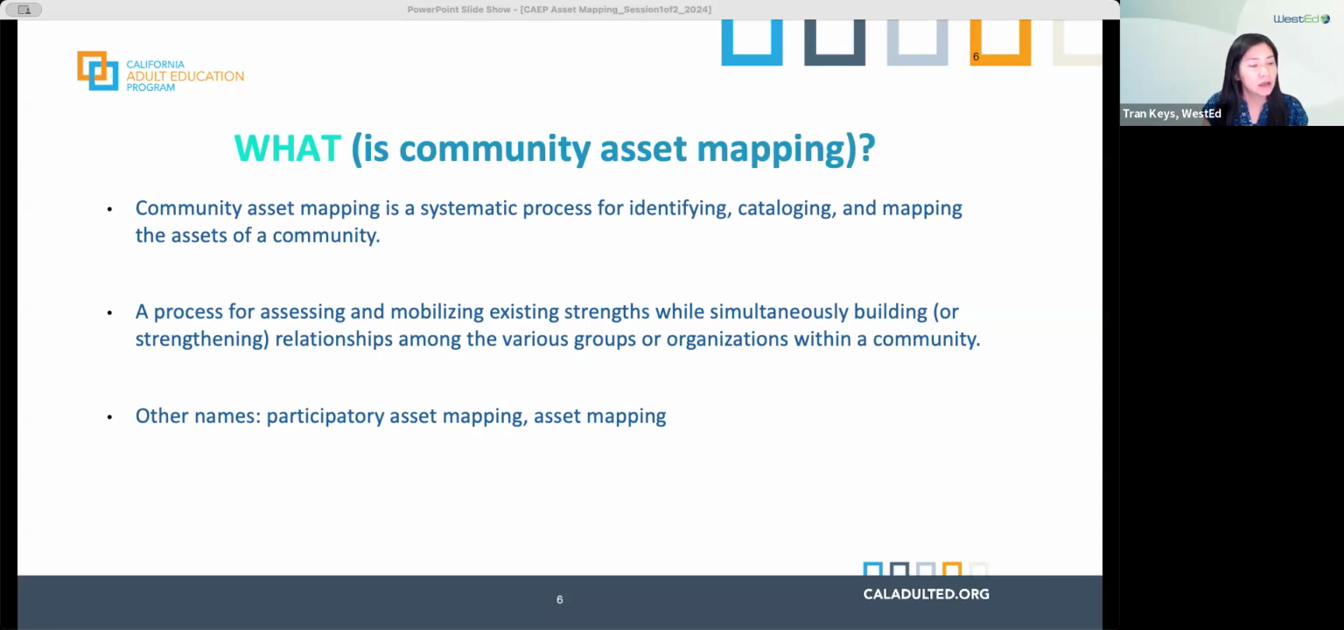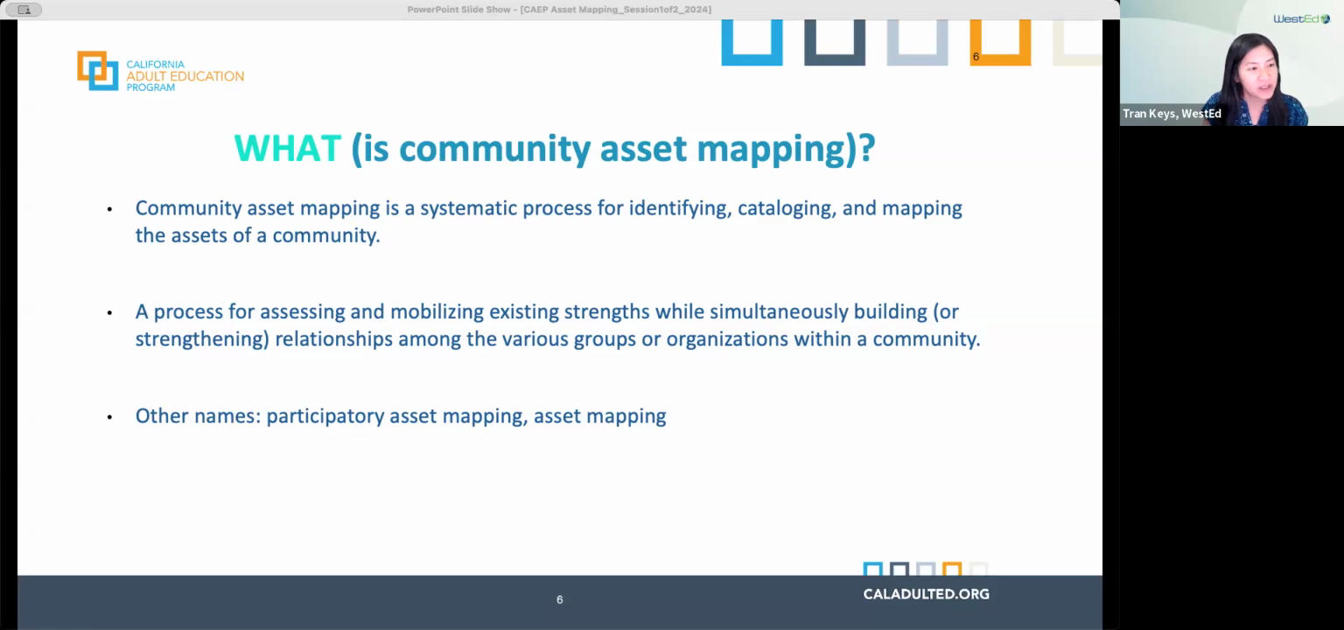And you'll hear it also being called participatory asset mapping because you're participating in it as a community. So that's another term. And quite frankly, it's just called asset mapping too. So we have all these little different terms, but I do like to say community asset mapping for that focus that we are wanting to hone in on. So that's the what of community asset mapping.